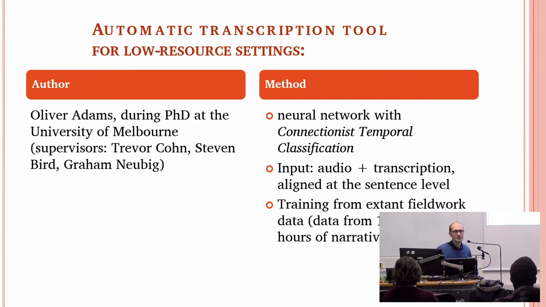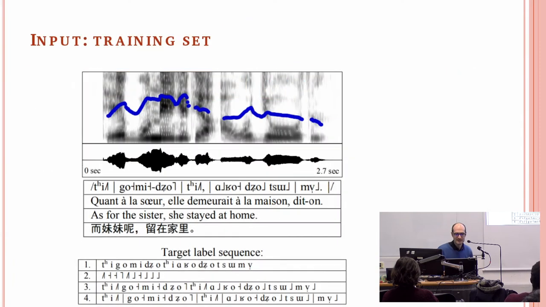So the input to the tool was audio plus transcription aligned at the sentence level. And importantly, the training was done from extant fieldwork data, so what I had collected thus far. And that was data from just one speaker, about 3 hours of narratives. And that was appealing, not having to work for the tool, saying, you have to record different materials, read materials. I can't do that, the people don't read. Or having a whole lexicon. I didn't have the lexicon ready at that stage. So it was just saying, given the output of your fieldwork, this can be fed as input to a tool for transcription. So this is the training set.